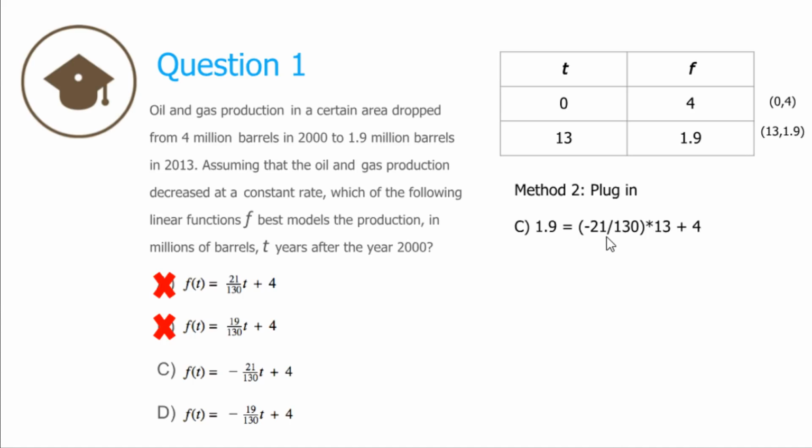So we can go ahead and try C. Okay, 1.9 equals negative the slope times 13 plus 4. Go ahead and go through that. So cancel out our 13s. We end up with 1.9 equals negative 21 over 10 plus 4. So that's 1.9 equals negative 2.1 plus 4. And that gives us 1.9 equals 1.9. And that tells us that this is true. This works given this point, which means that C is our answer. We can also test D if we want to see if that will work, but we should be able to infer that if this one worked, this one will not.